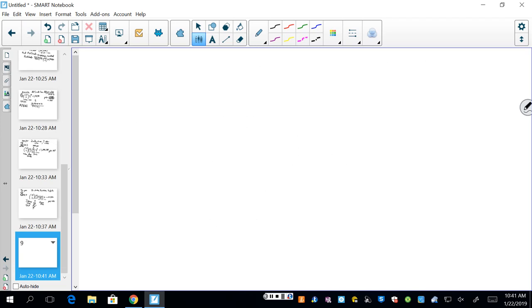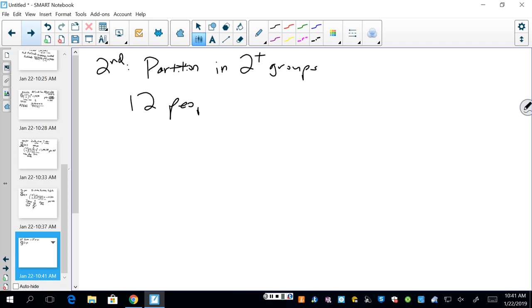A second extension is partition into 2 or more groups. The extension really is getting into multiple groups. So let's say we have 12 people, and we want to divide them into 3 groups of 4. We're going to make 3 different study groups, 3 different project groups of 4 people each. How many ways can that randomly be done?